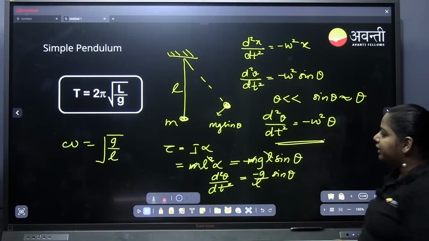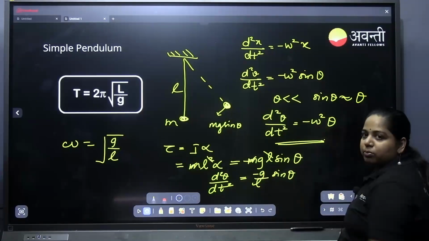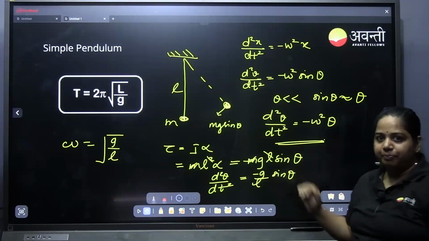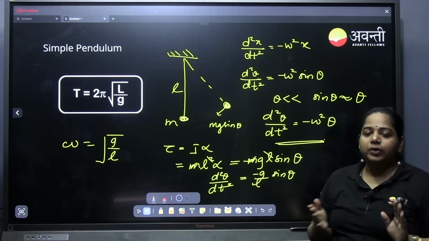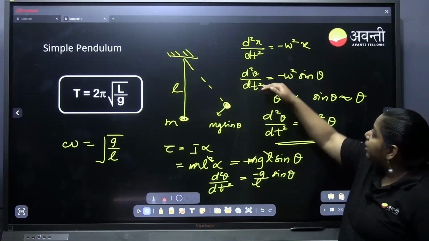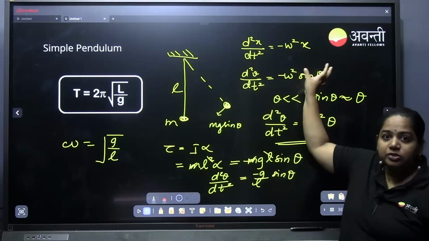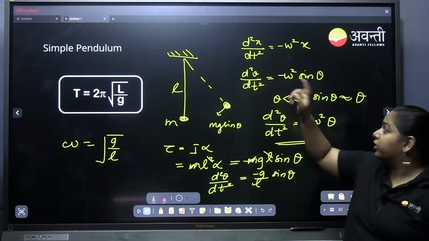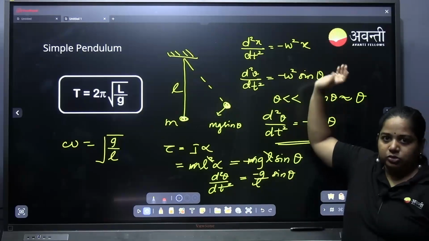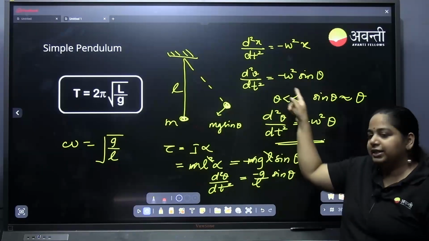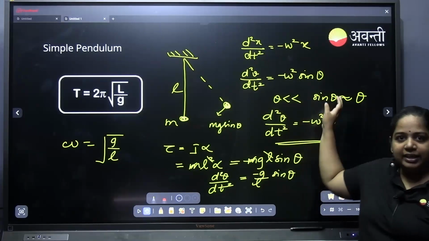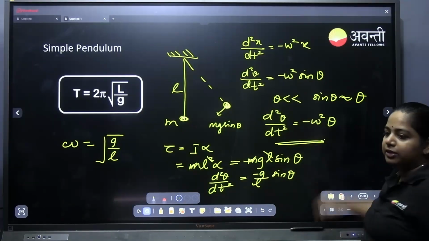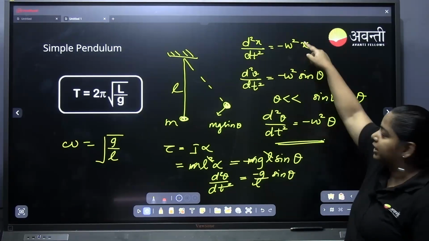Substituting that, m and m cancel on both sides, L square cancels, then we get minus g by L sin theta into this formula, because alpha is d square theta by dt square. But when we compare it with the SHM equation, it is not exactly matching. We substituted g by L as omega square also, still it is not matching. So we take the assumption that theta is very, very small. In that case, sin theta will be approximately equal to theta, and we can make that formula into this. This one and this one is matching, right?